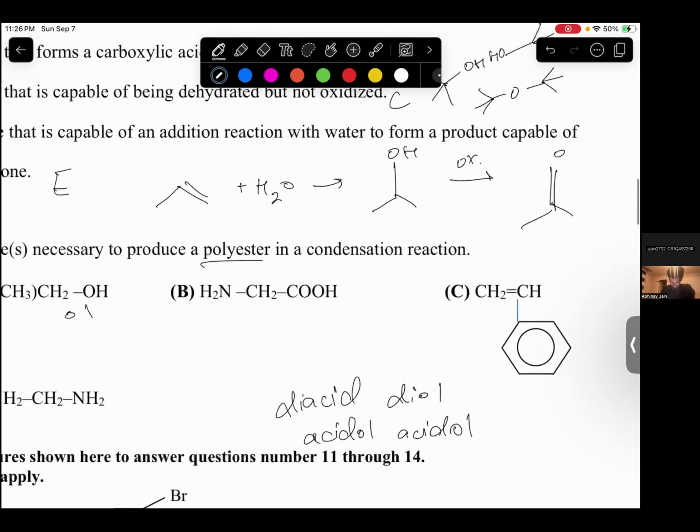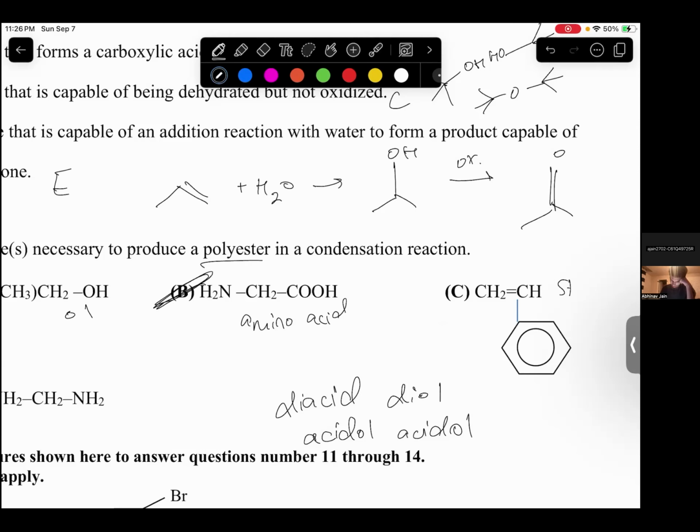None of the other molecules work. B right here is an amino acid. Amino acids will not polymerize to form polyesters. They'll form peptides or polyamides. So B is wrong. C, that's an alkene.